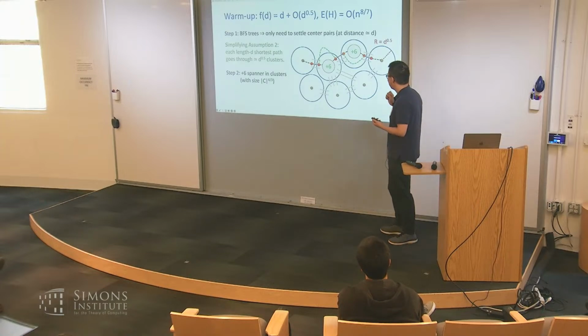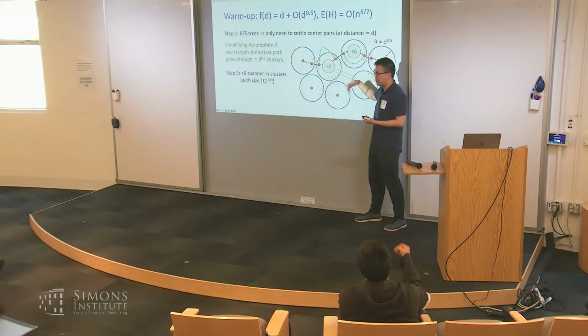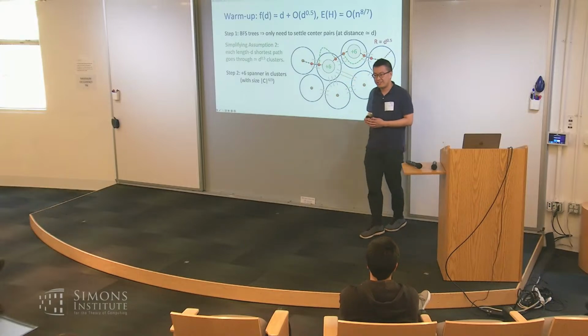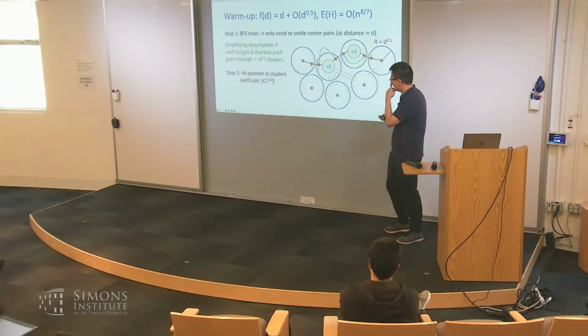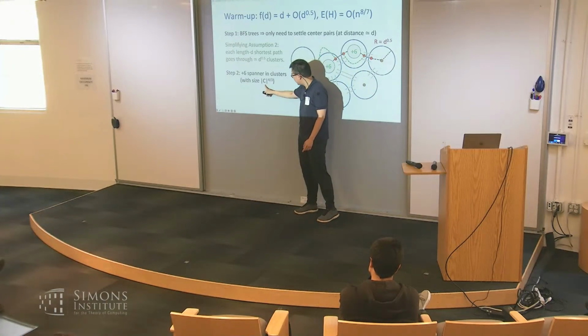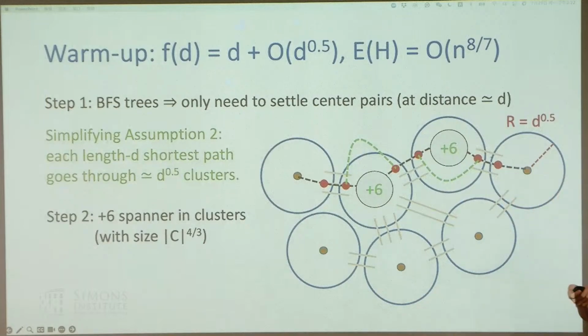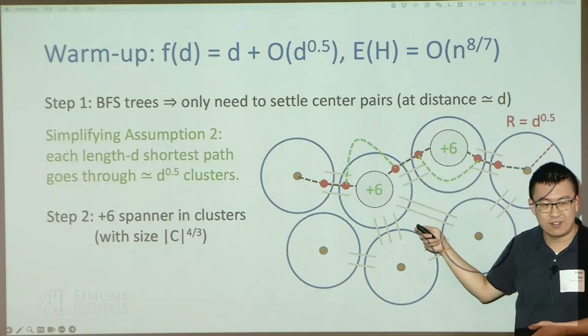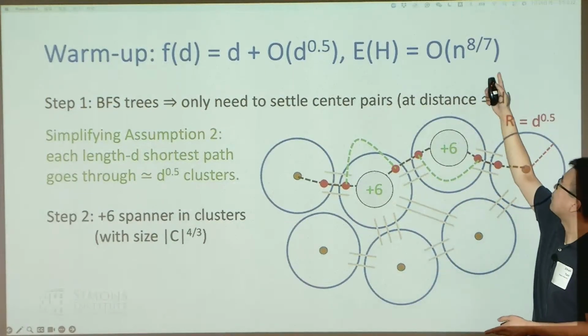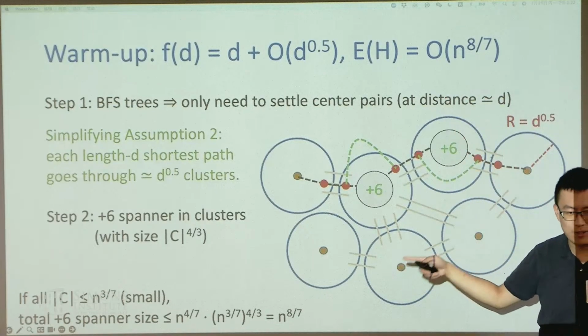So this is basically a recall of the previous result. +6 we can do in small size. But how small? A +6 spanner inside this cluster has size the number of vertices in this cluster to the 4/3. So we still pay overhead. But as long as all these clusters are small, we're okay with not paying too much overhead overall. So when all the clusters are small, we're done.